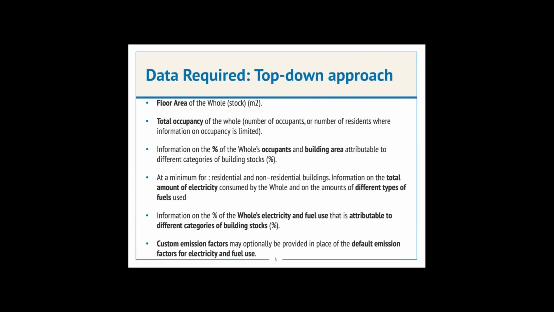If you are taking the top-down approach, then there are some basic data requirements. Floor area data of what's called the whole. This is building stock level data. So this would be, for example, floor area of commercial buildings in the city, or floor area of residential, different types of residential in a particular area. It could also be the floor area of a particular building portfolio. And then, if possible, also occupancy numbers for the buildings within that jurisdiction. So that could be based on average number of people in a household, for example.